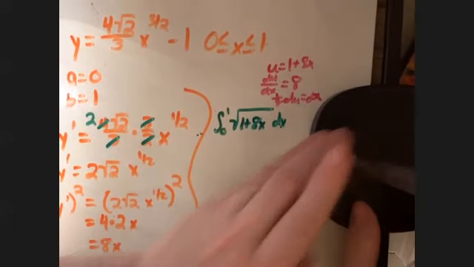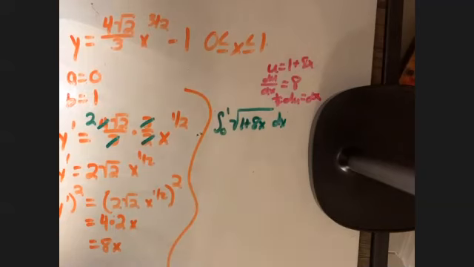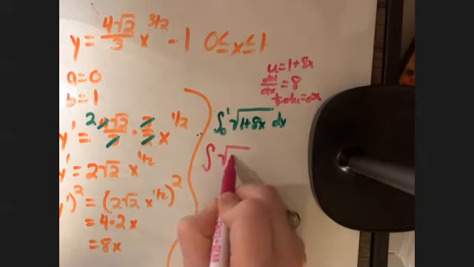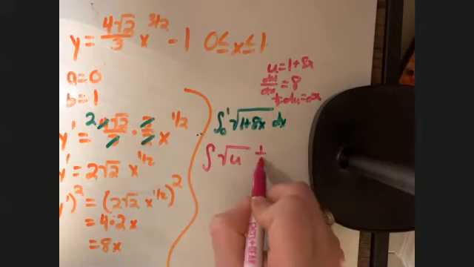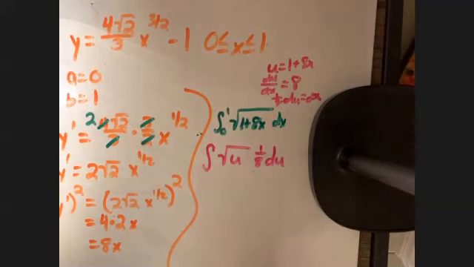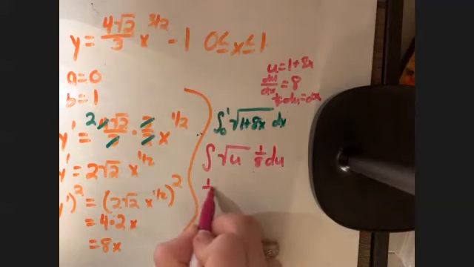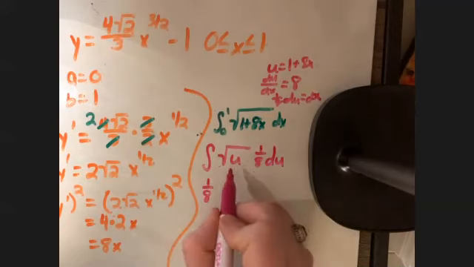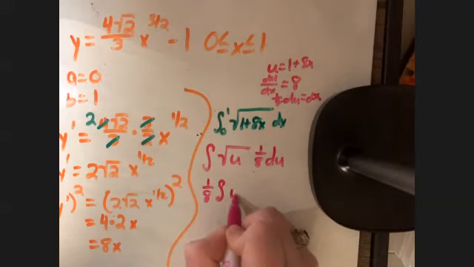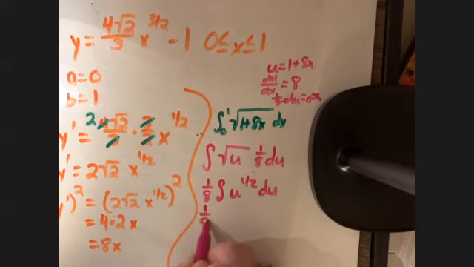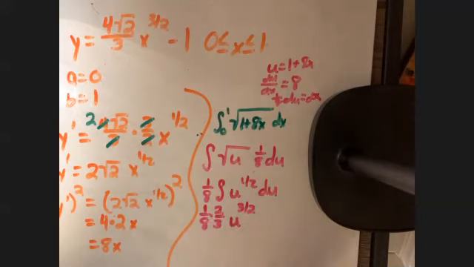So dx. Okay, so we've got, and I'm going to be sloppy in my notation here, u and 1/8 du, because I'm going to send this back anyways. So I've got 1/8 integral of u to the 1/2 du. So I've got 1/8. That u is going to go up to the 3/2. So I've got 2/3 out here in the front.